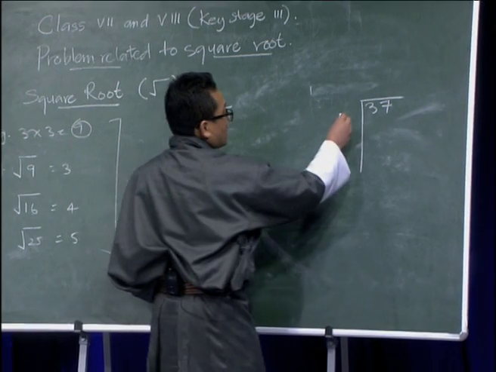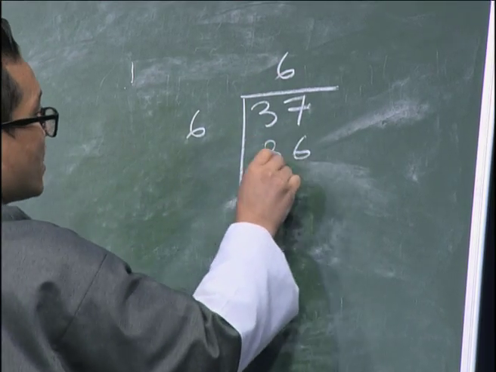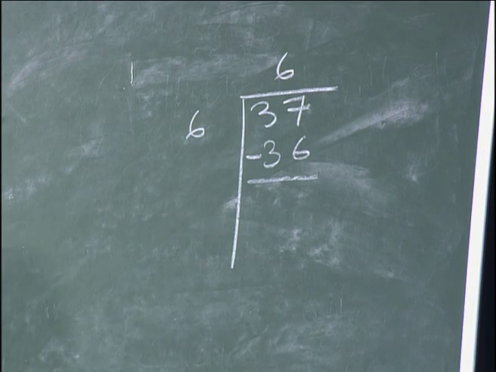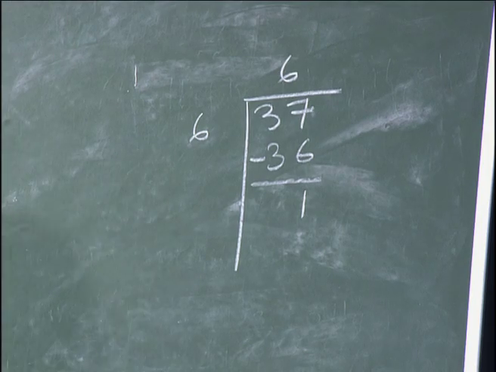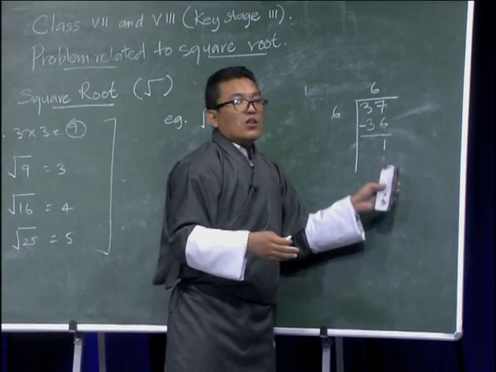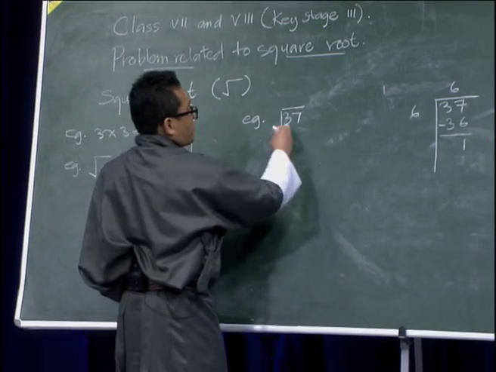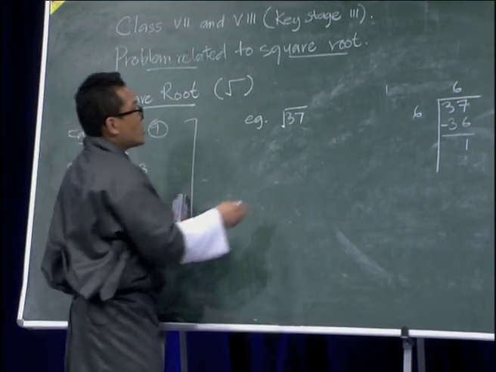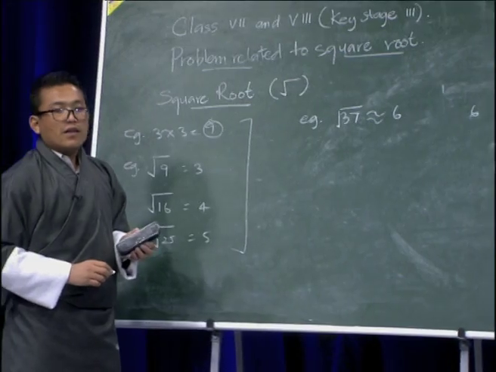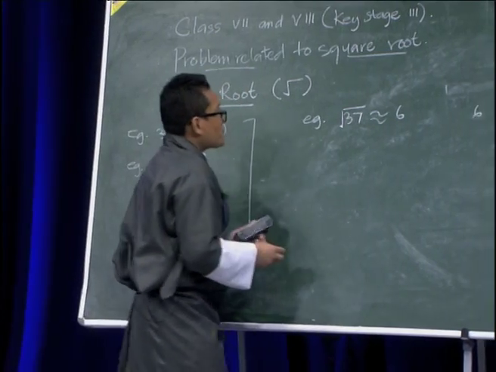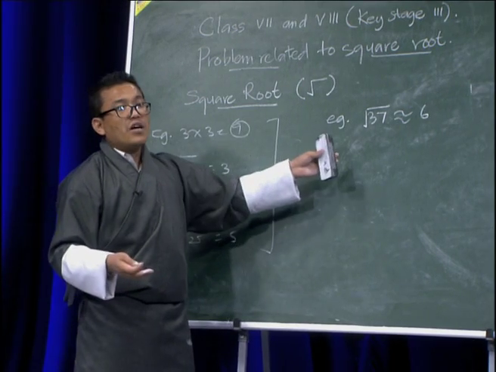So I can take 6 here. 6 times 6 is going to be 36. Subtract this number. So 7 subtracted with 6 will give us 1. Now, I don't have any other numbers to bring down, so I'll stop here. So I can estimate that the square root of 37 is approximately 6. Now, I can also further divide the number using the decimal, but right now I'll stop here.